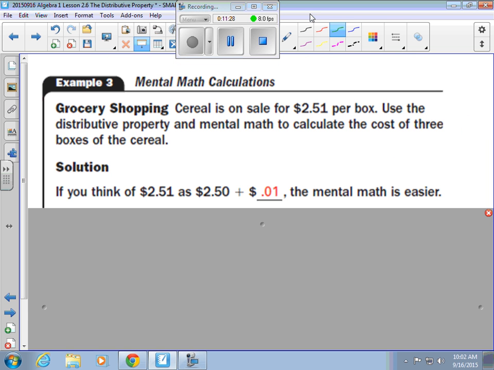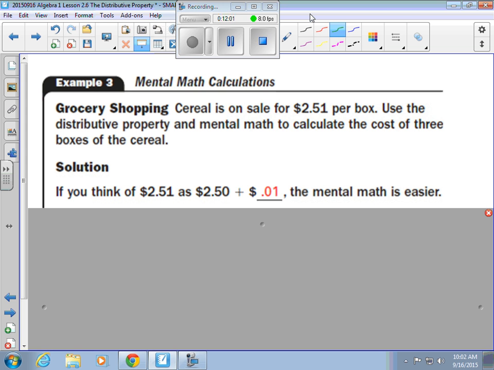Okay, mental math calculations. Sometimes you'll hear me ask questions like this, just so you don't have to use your handy dandy calculators to make this stuff easier. It says a cereal box costs $2.51. Use the distributive property and mental math to calculate the cost of 3 boxes of cereal. In your brain, think of it instead of as $2.51, just think of it as 250. 250 times 3, we know that 250 twice is $5. If you add another 250 to it, it's going to be 750.